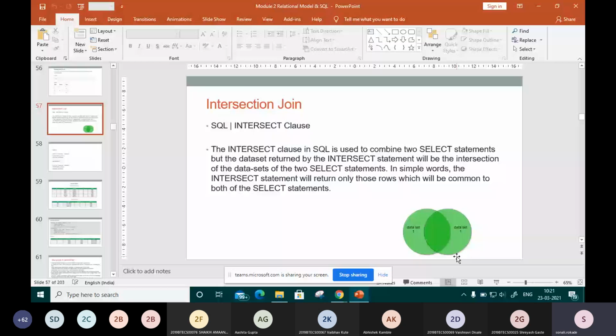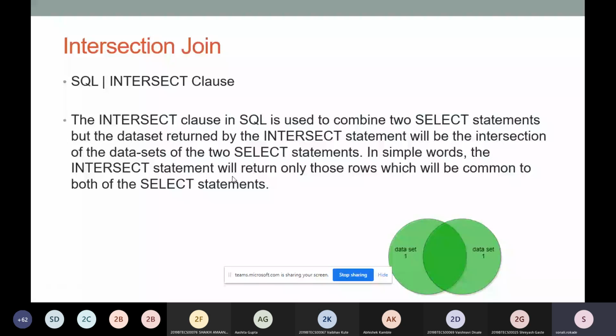So good morning everyone, and now we are moving to the next point, that is intersection join. This is also a derived join type, and it can be denoted with the intersect clause. So you have to write down the intersect word. The intersect clause in SQL is used to combine two select statements, but the data set returned by this intersect statement will be the intersection.